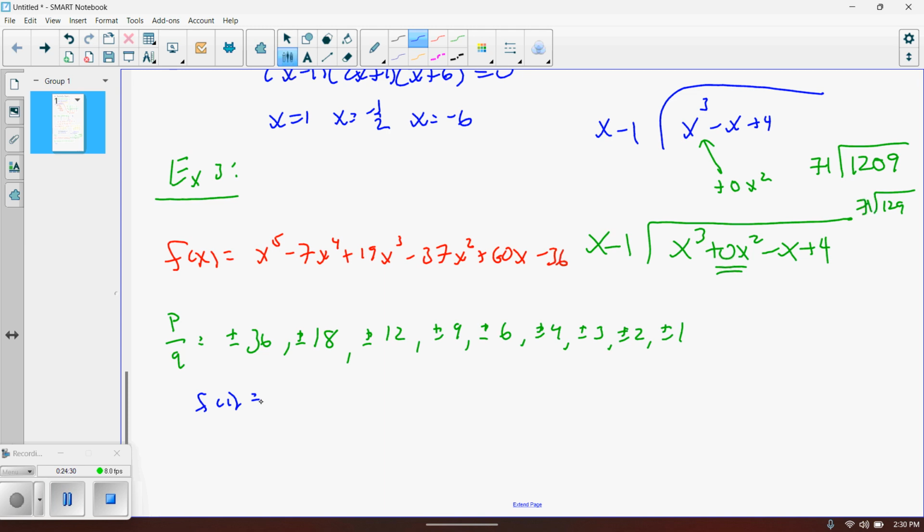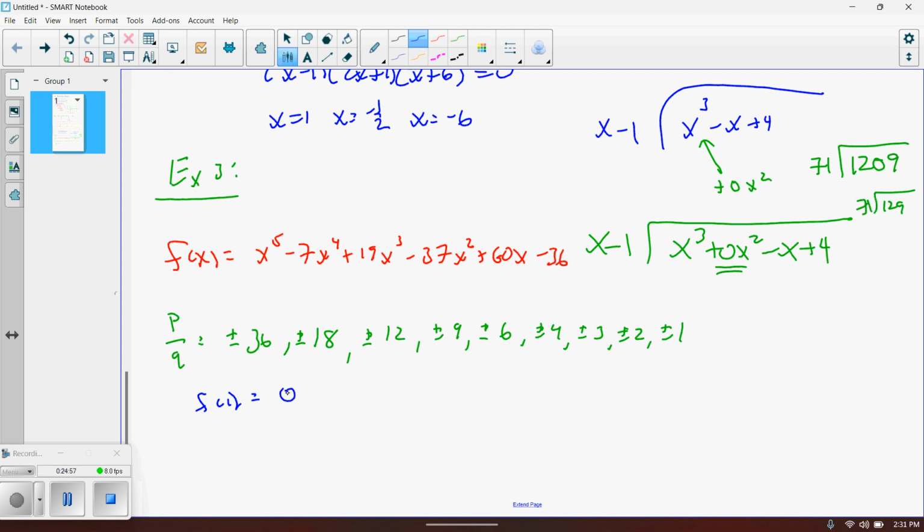So if you plug in 1, 1 minus 7 is negative 6, plus 19 is 13. Oh boy, minus 37 is going to be negative 24. Plus 60 is 36, minus 36 is 0. How about that? All right, so that worked out really nicely. I'm glad we don't have to do that for a lot of them, but the process does repeat. So, all right, well, we've got 1.